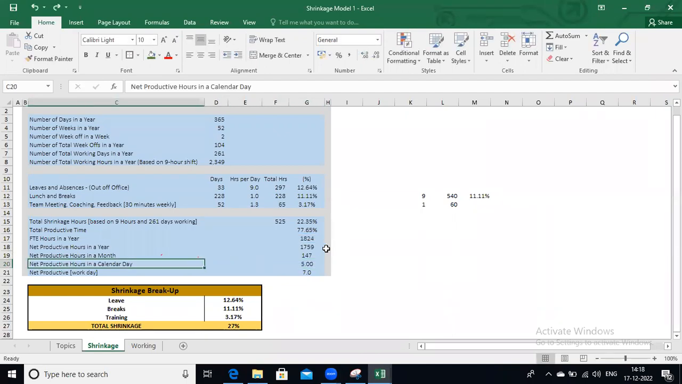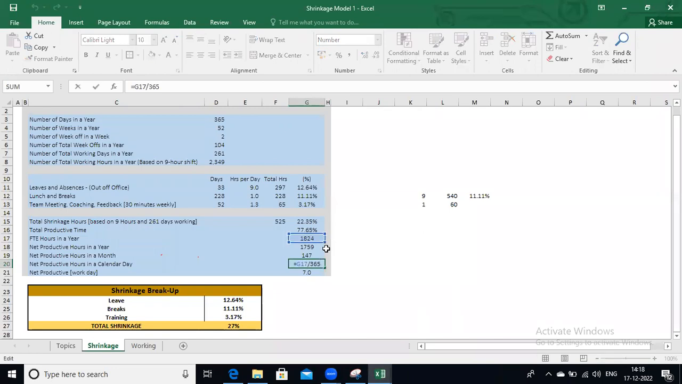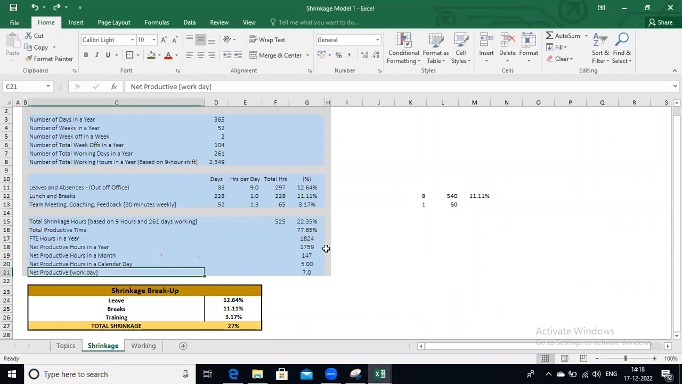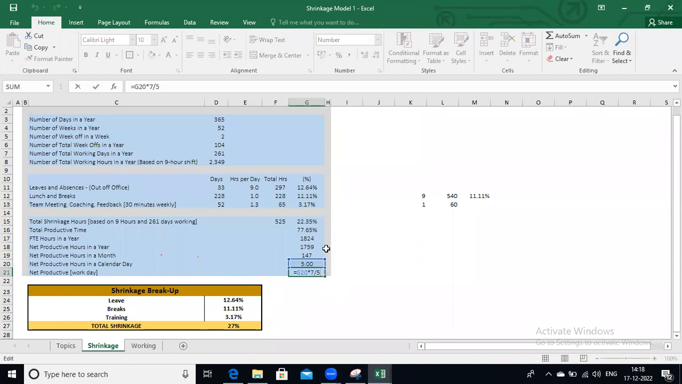And if we talk about net productive hours in a calendar day, it is 5. We have divided by 365. And here the net productive work day, we have 7.5. Hope it is clear.